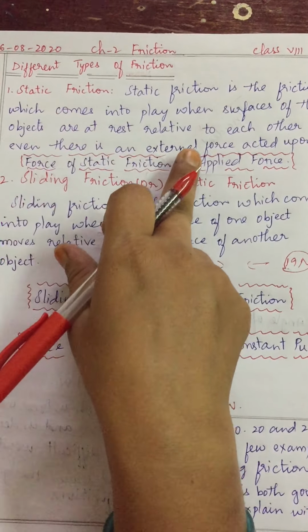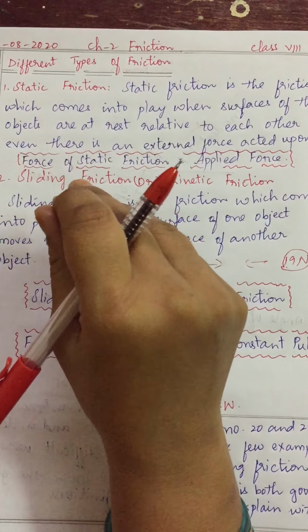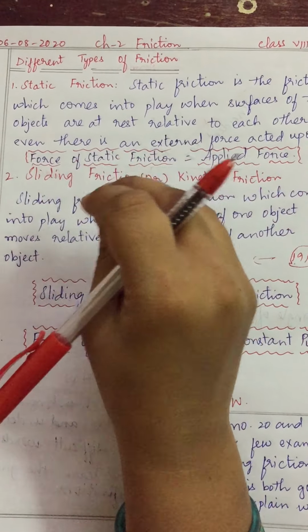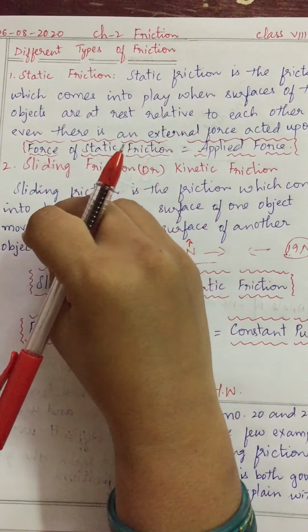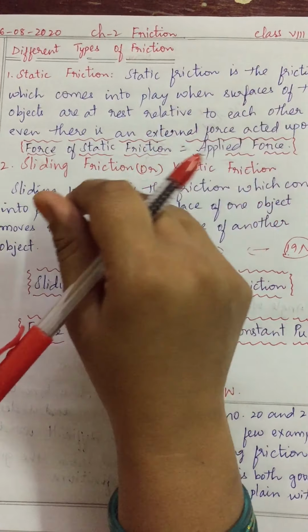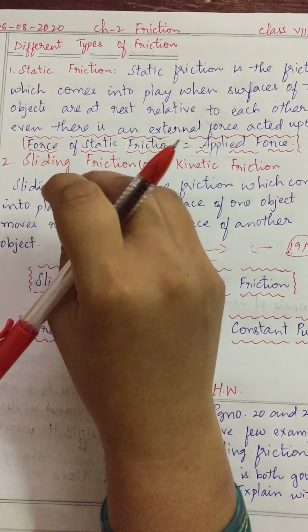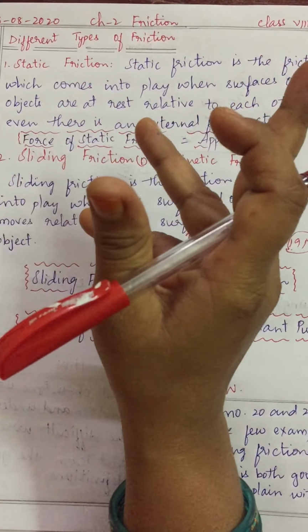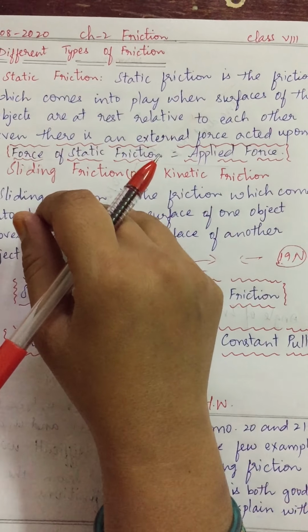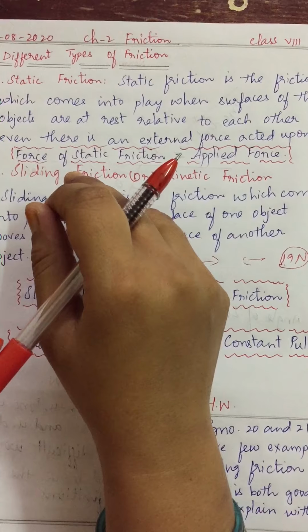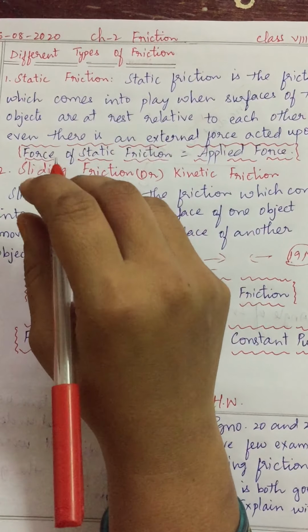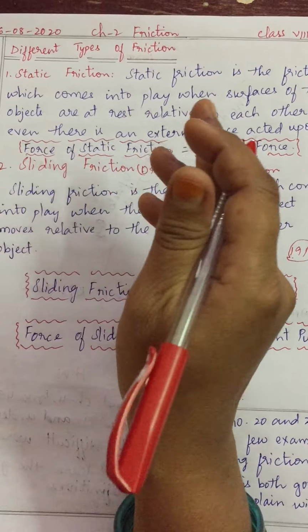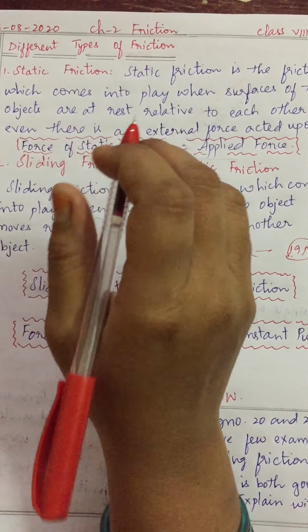I'll give one example. Suppose you want to move a stationary body, that means a body which is at rest. You can take a heavy cupboard or a heavy sofa as an example. What happens when you give an initial push? Nothing happens. Correct, children? The body does not move even though you applied a lot of force. Why do you think the body does not move? What is the reason behind that? Simple, students, because of static friction.